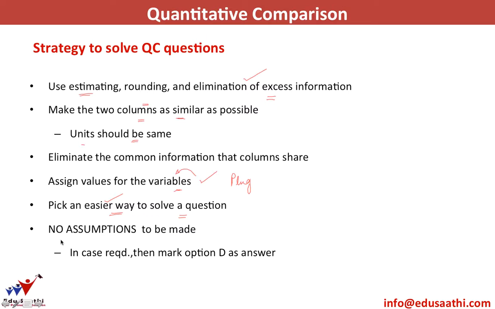Make no assumptions whenever you're solving a question on quantitative comparison. If the question asks you to make a comparison and it cannot be determined, then choose D as your answer option. You cannot assume anything whenever you are doing a question on quantitative comparison.